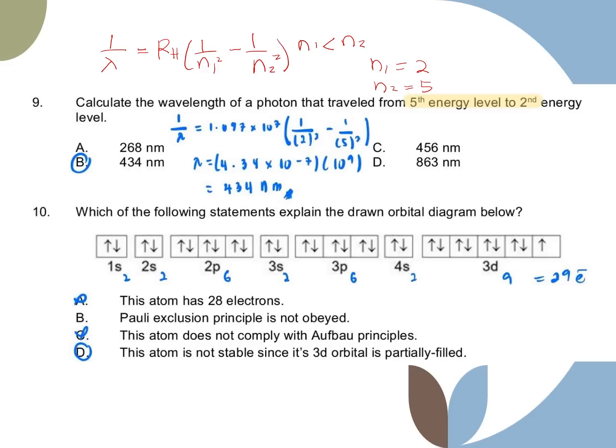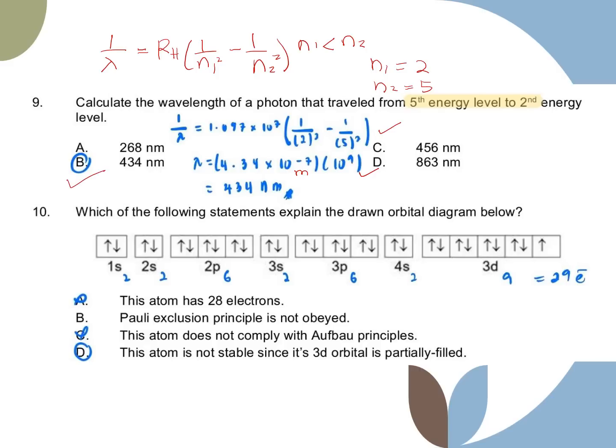Okay, so we do the substitution like your friend did here. After that, make sure to get 1 over lambda. So it is 4.34 times 10 to the negative 7. This is in meters, and the question gives you answers in nanometers. So how to convert to nanometers? We multiply by 10 to the power of 9. Then you will get the answer of 434 nanometers. So the answer is B.